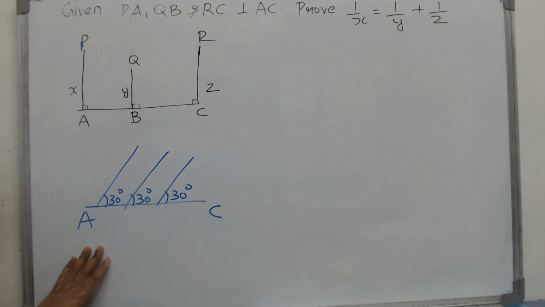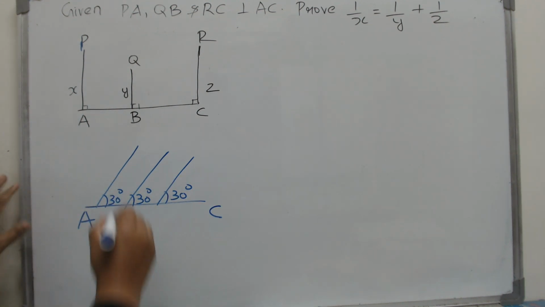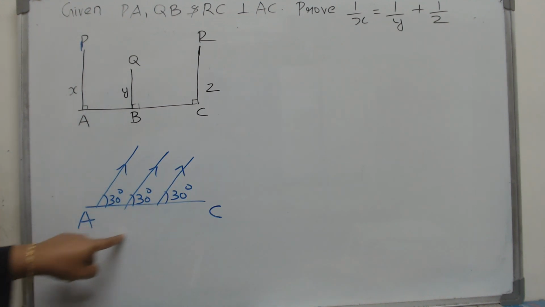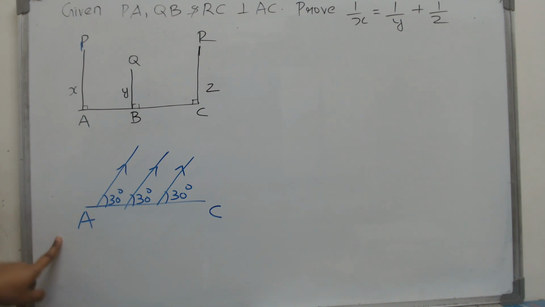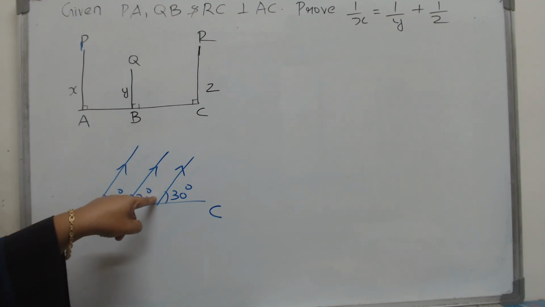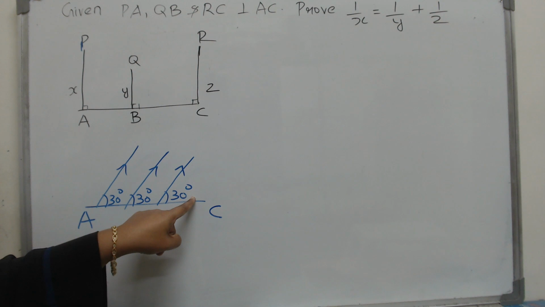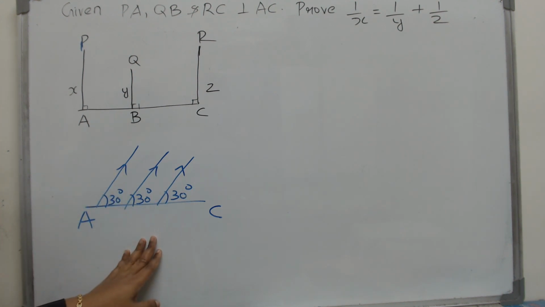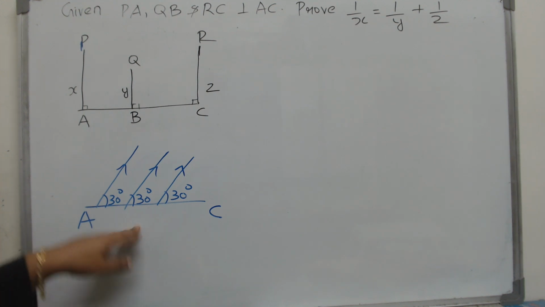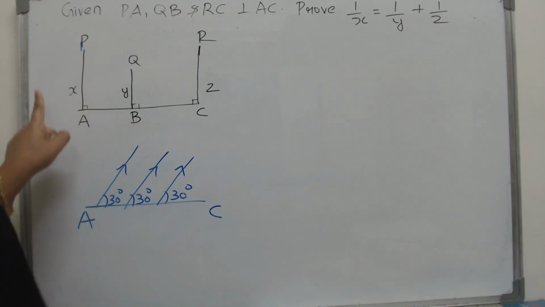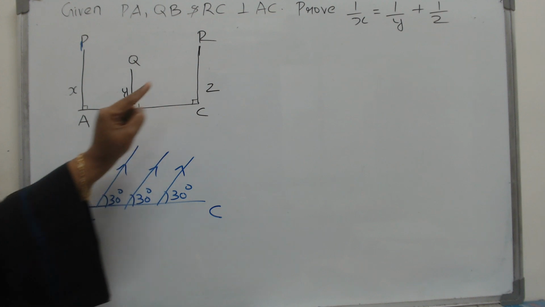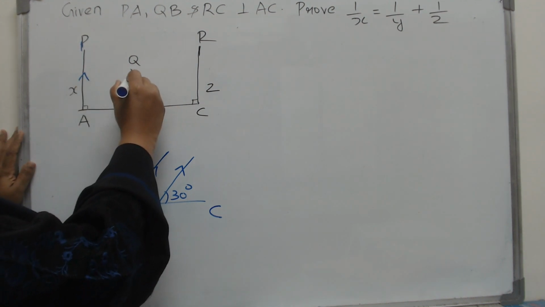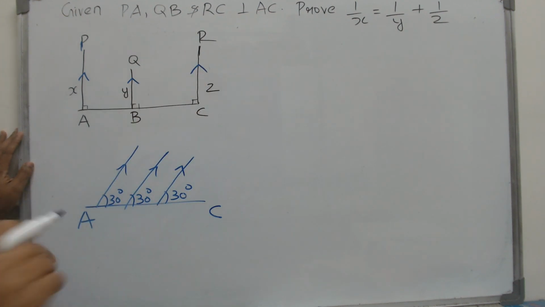What does that mean? It means that all the three lines are parallel. Why is that? If you consider AC as the transversal, what you have is equal corresponding angles. So that means all the three are parallel to each other. Here it is 30 degrees. It is the same for 90 degrees. All the three of them perpendicular to the same line, which means all of them are parallel to one another.